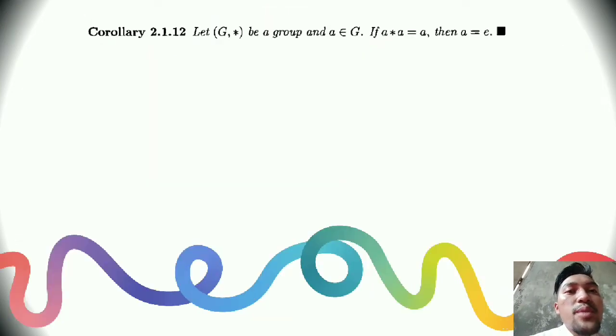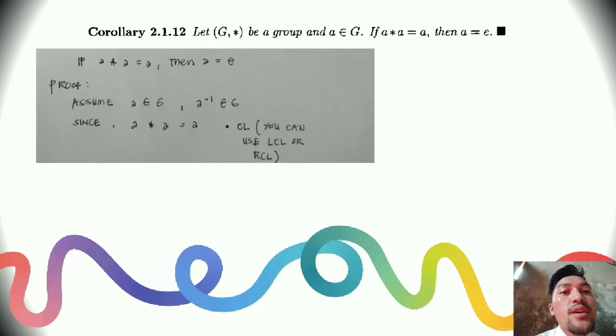For corollary 12.1.12, let G star be a group and A is an element that belongs to G. If A star A equals A, then A equals E. Proof. Assume that A is an element of G, where A inverse is an element of G. Since A star A equals A, by cancellation law, you can use the left cancellation law or the right cancellation law.